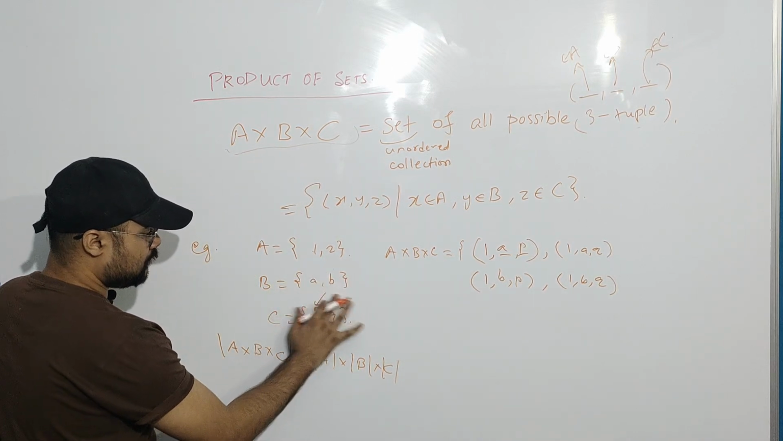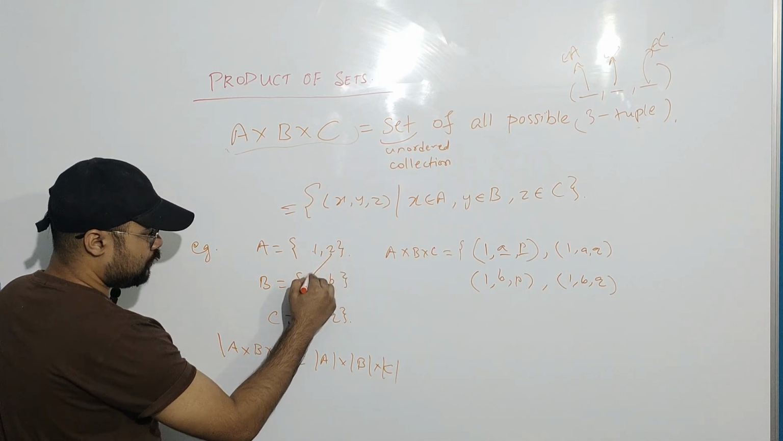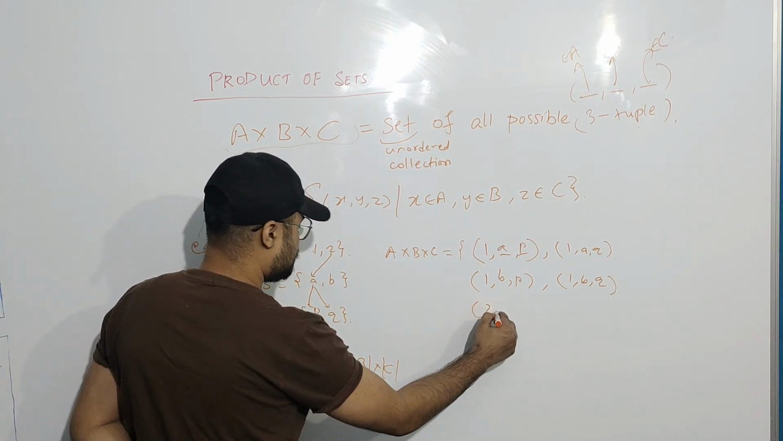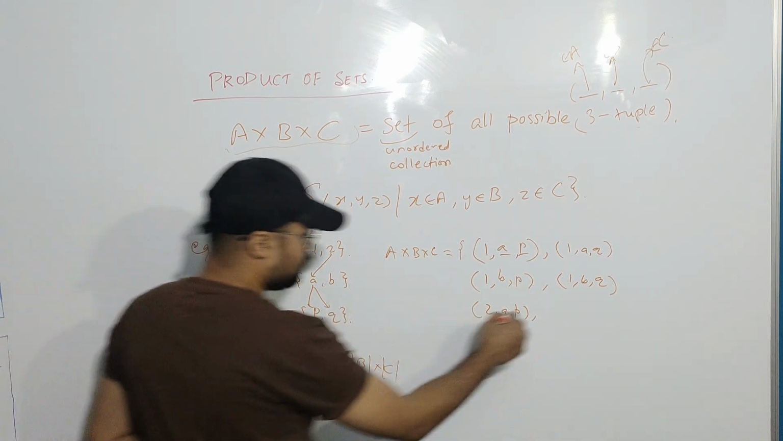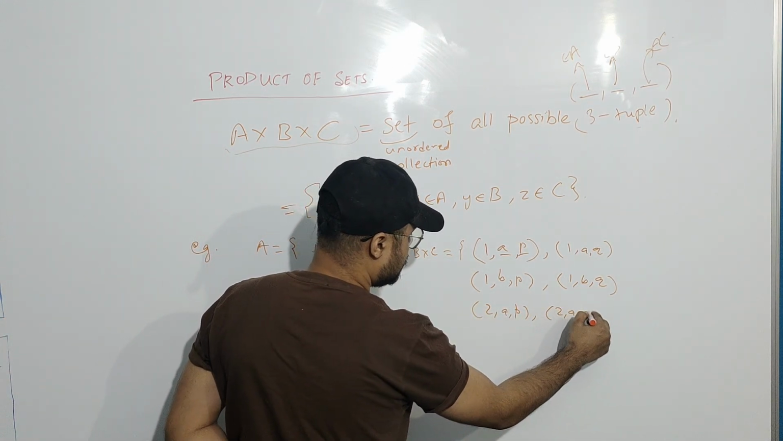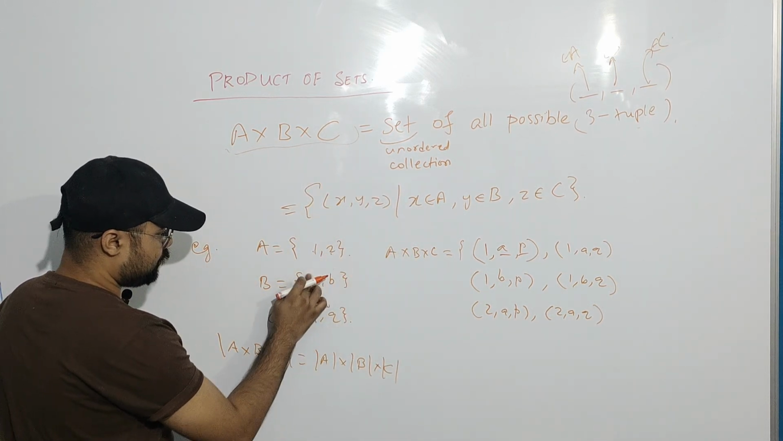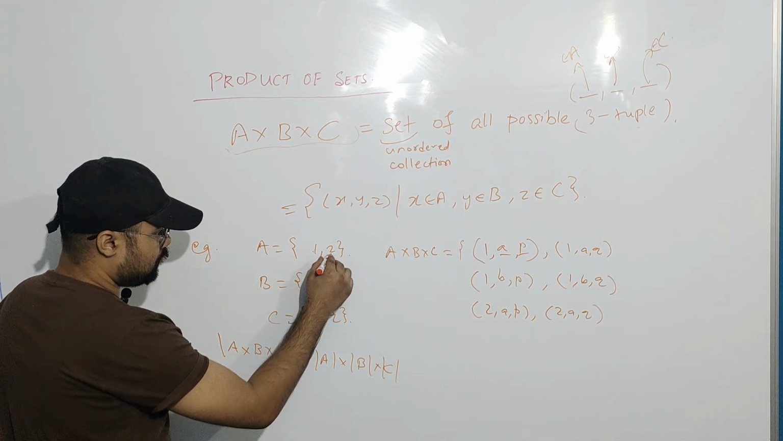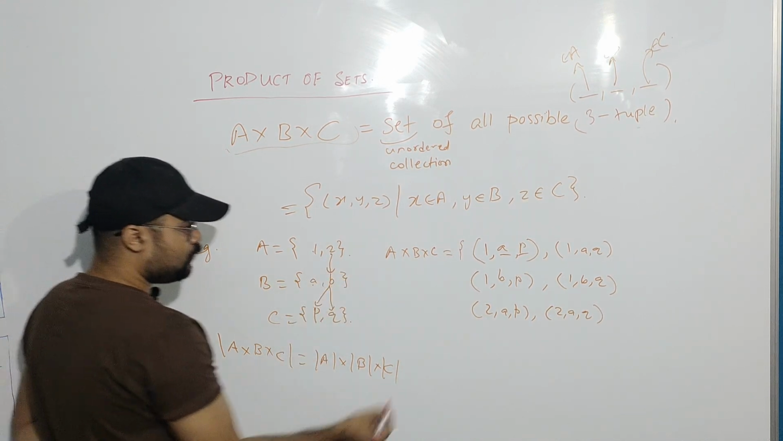Likewise for 2. Okay, so 2, a, p, 2, a, q, 2, b, p, 2, b, q.